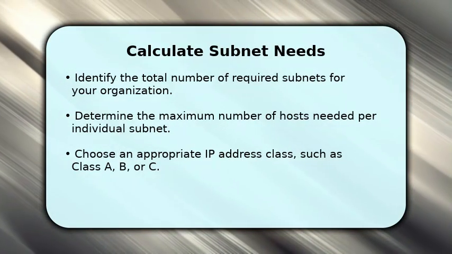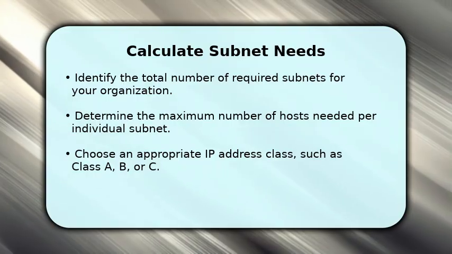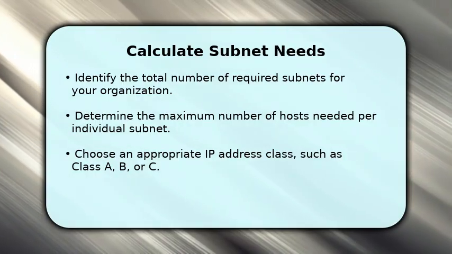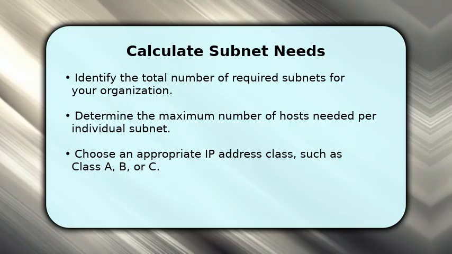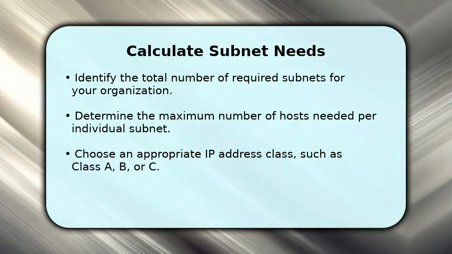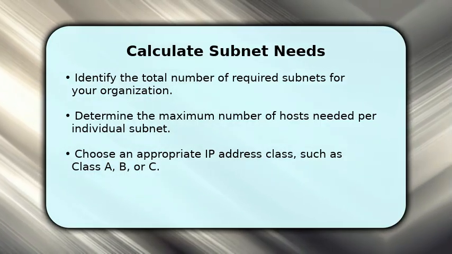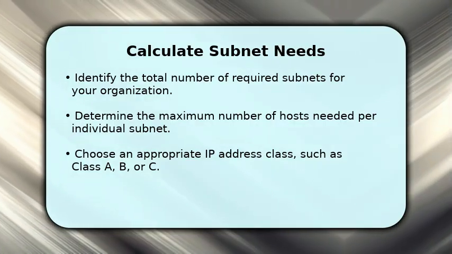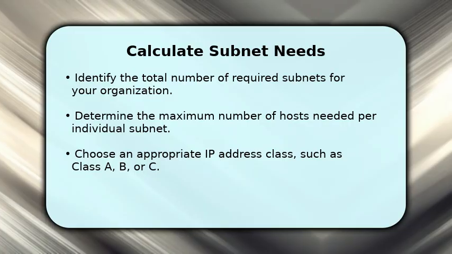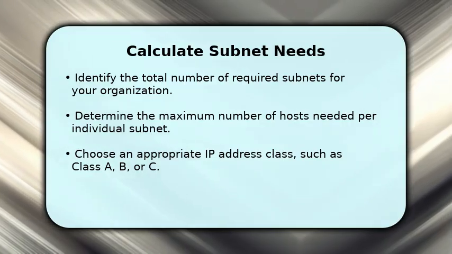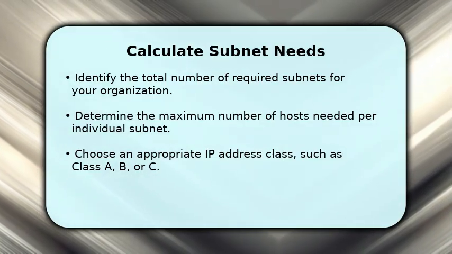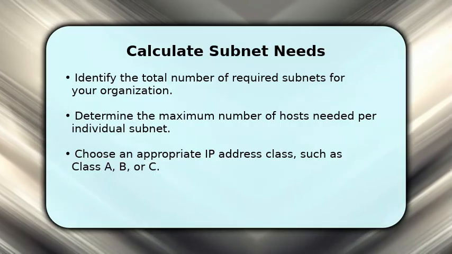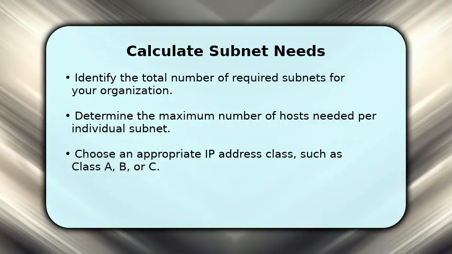Before you begin, calculate your network-specific needs. Start by figuring out how many subnets you'll require and the maximum number of hosts each subnet must support. This initial assessment is crucial for selecting the right IP address class, like Class C for smaller networks or Class B for larger ones. Planning for future expansion now will save you significant effort later.